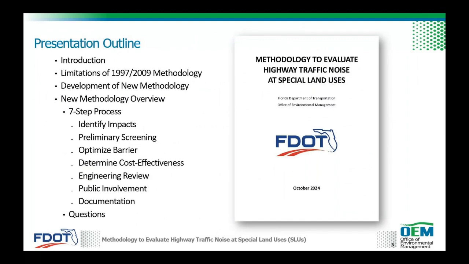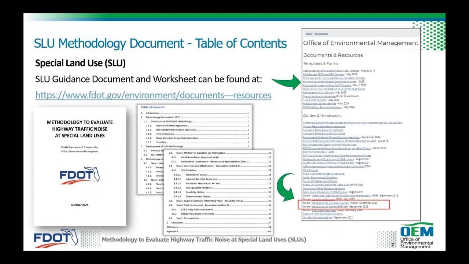So a special land use is abbreviated as SLU. So if you hear that term, that's what we are referring to. The special land use guidance document and worksheet that have been produced in support of this methodology are actually available on the FDOT website, as documented on the screen here. This presentation follows the outline of the guidance document that's available, beginning with the introduction of the original 1997 methodology and how it was updated in 2009, and also details the new 7-step methodology. The document can be found in the Office of Environmental Management's Documents and Resources website under Guides and Handbooks. And that's a screenshot of it on the side of the screen right there.